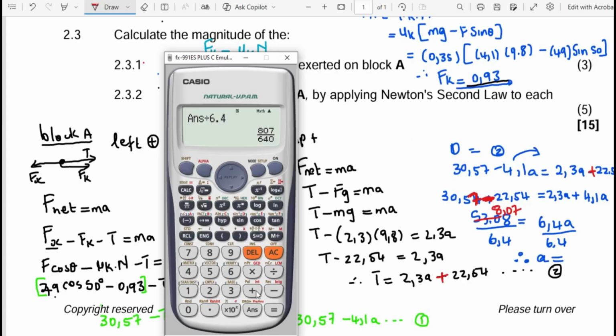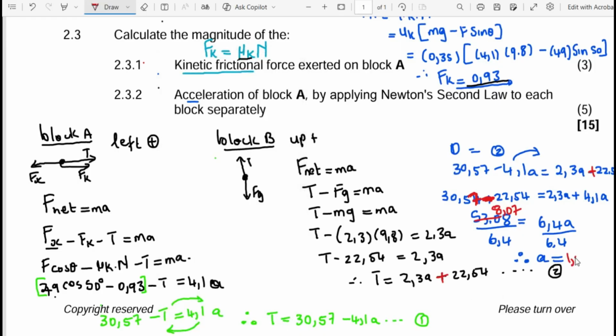I thought our lesson was going to be short, but it's fine. So this is 1.26 if we round it off. So the acceleration is 1.26 meters per second squared. I hope you guys are happy with how we got to that. Even though we made mistakes, I hope you guys really learned from this lesson.